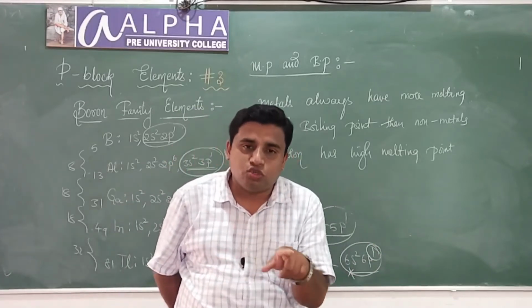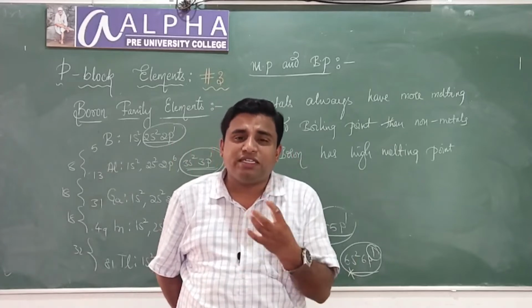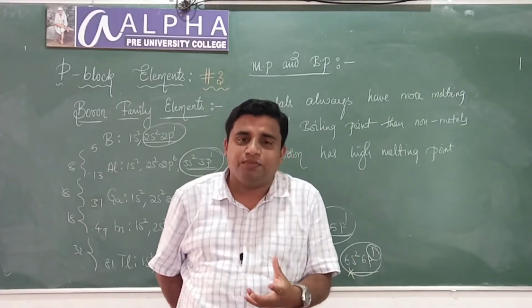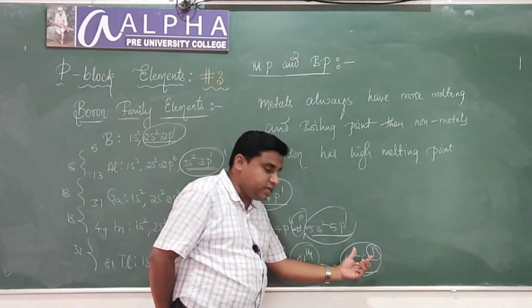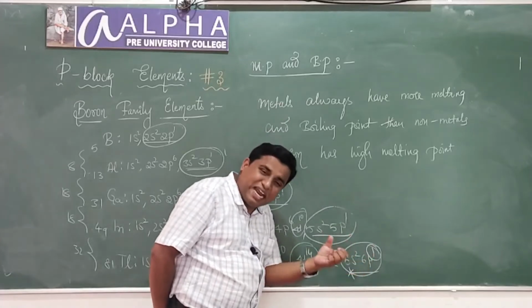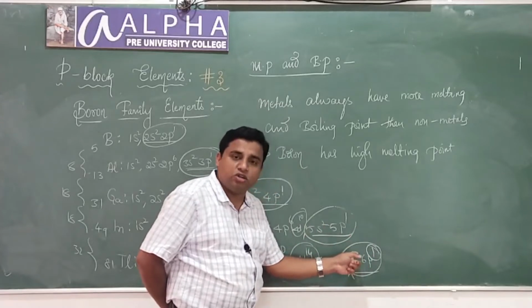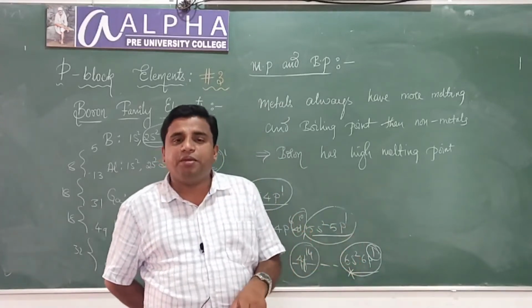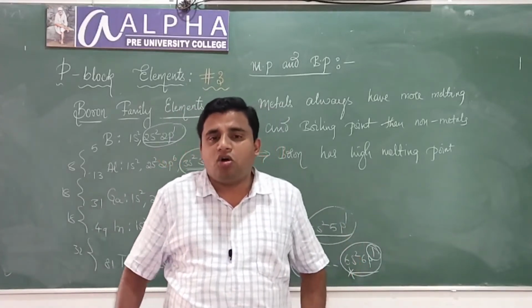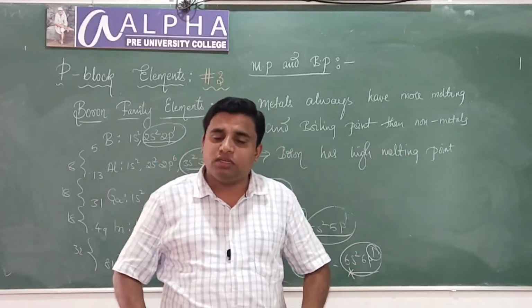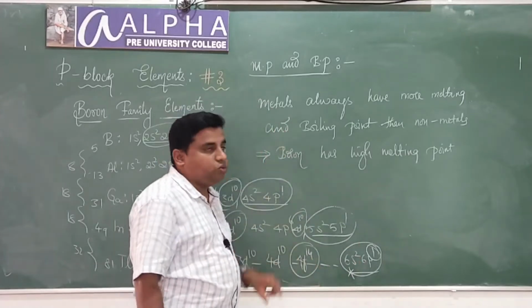It doesn't want to be in +3 oxidation state because it is quite difficult for thallium to lose all 3 electrons. Since the s electrons are tightly held to the nucleus, it is quite difficult to lose these s electrons. So that is why thallium will be more stable only in +1 oxidation state. Any doubts?